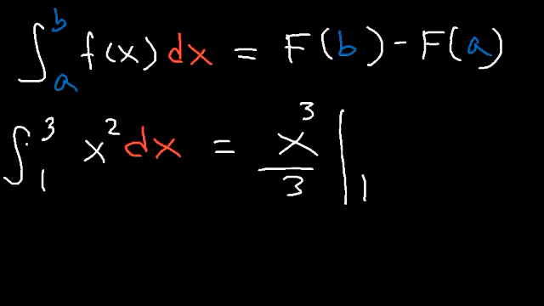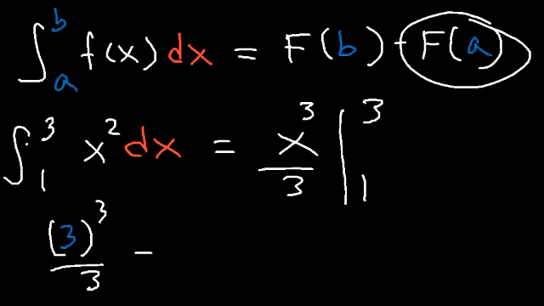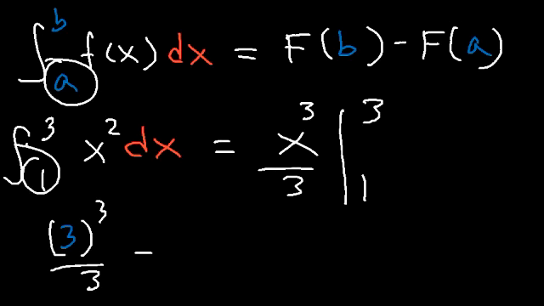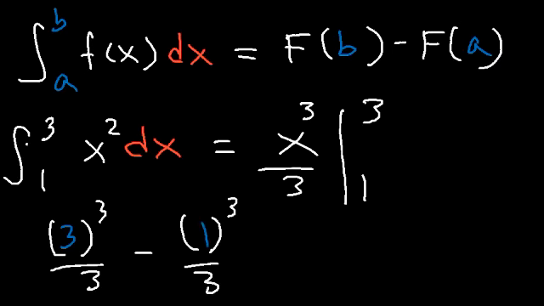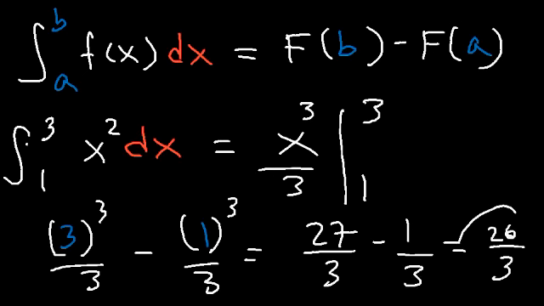So now we're going to evaluate this from 1 to 3. F of b, what that means is that we're going to plug in 3, which is b, into the antiderivative. So F of b, or F of 3, is 3 to the third power divided by 3, minus F of a. So we're going to plug in a, which is 1, into the antiderivative. So this is going to be 1 to the third power divided by 3. 3 to the third is 27. 1 to the third is 1. 27 minus 1 is 26. So the answer is 26 over 3.